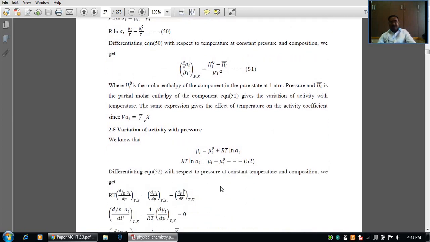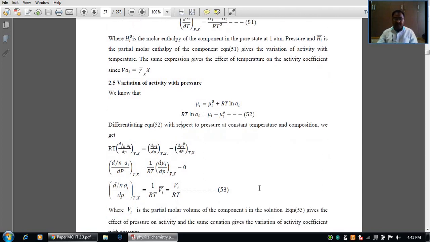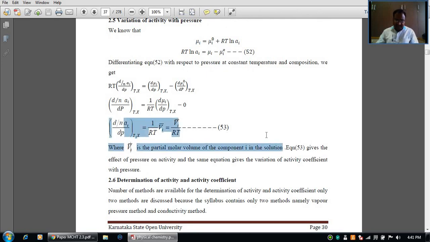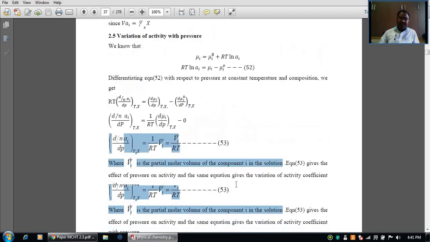One more parameter is the variation of activity with pressure. The activity and activity coefficient also vary with pressure. Mu_i equals mu_i naught plus RT ln a_i, so RT ln a_i equals mu_i minus mu_i naught. Again, we differentiate that equation with respect to pressure at constant temperature and composition. Finally, we got the expressions. These two mathematical expressions are very important.